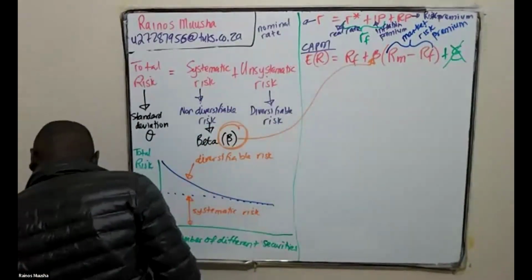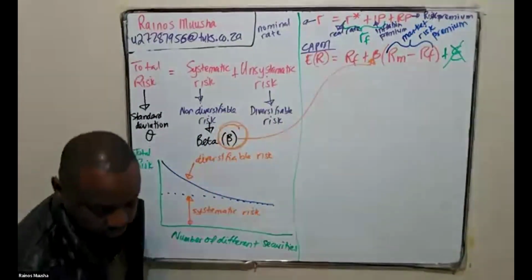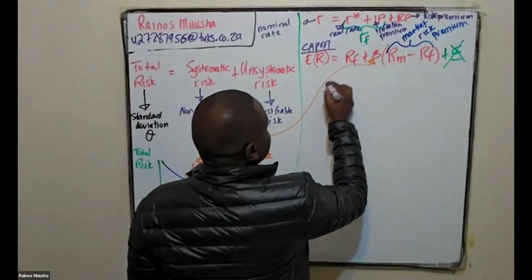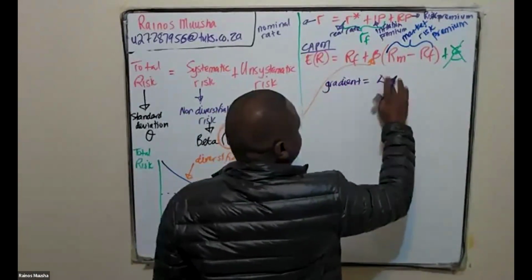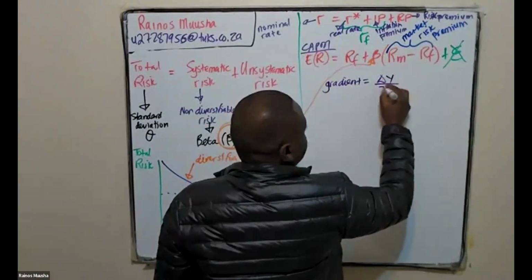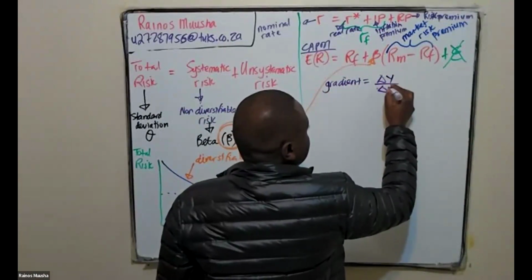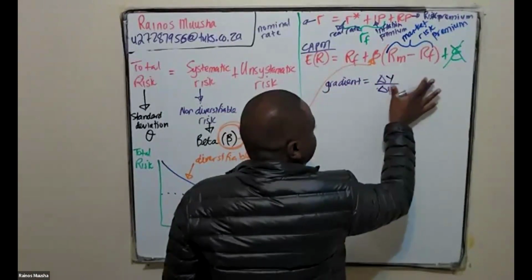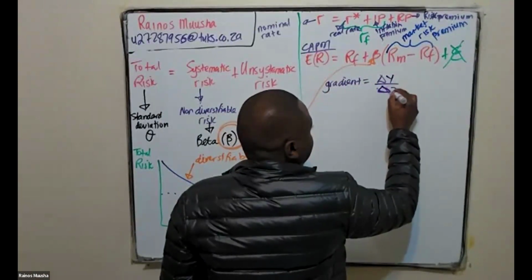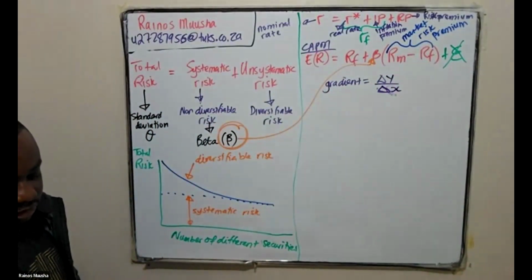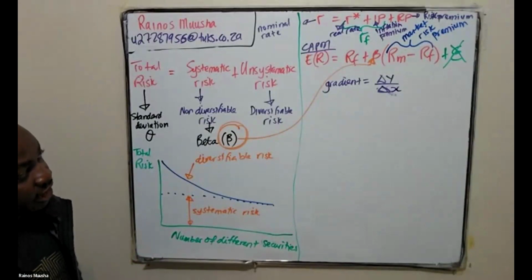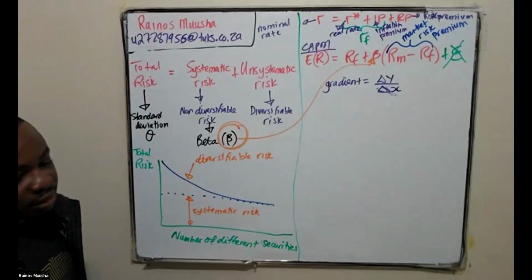From mathematics, we were told that the gradient of the curve is given as change in y over change in x. And that's how we ascertain the gradient of the curve. So the gradient of the curve is given as the change in y over change in x, right? Now, where is all this coming from?